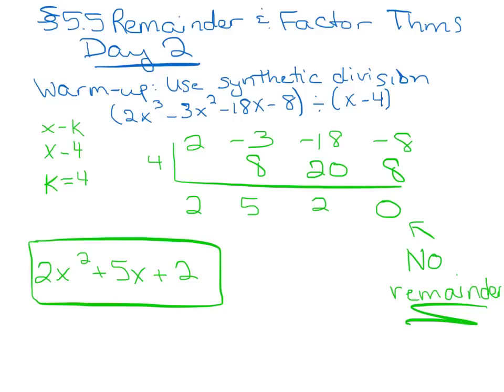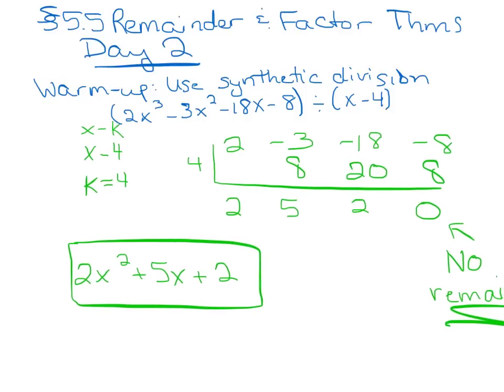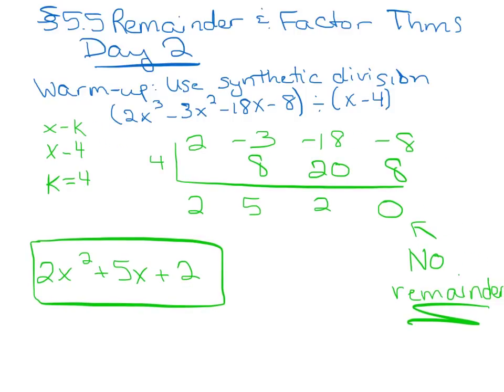Take note that when you did the synthetic division, you ended up with 0 at the end. That means that there is no remainder. What that tells us is that x minus 4 is actually a factor of the original polynomial 2x cubed minus 3x squared minus 18x minus 8. So our answer that we got when we divided, the 2x squared plus 5x plus 2, is the other factor that goes into it evenly.